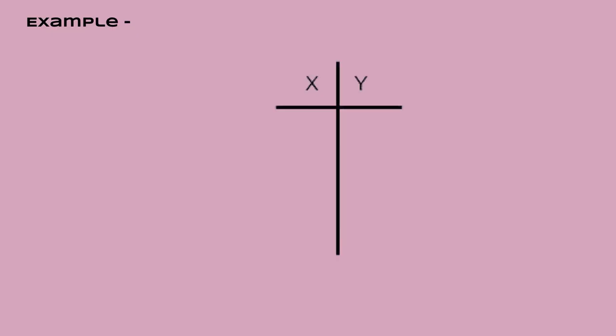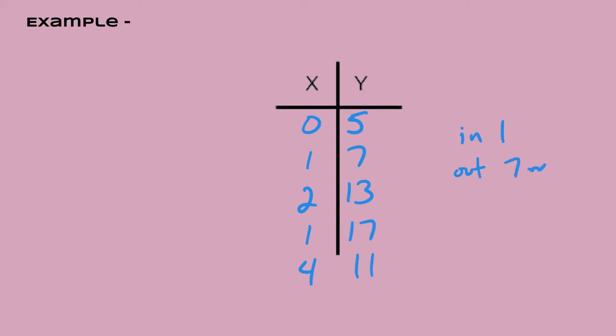So next, let's look at a couple examples of non-examples, things that are not functions. Here you can see I have 5 different pairs of numbers: (0, 5), (1, 7), (2, 13), (1, 17), and (4, 11). Now, most of that looks okay, but if I ask you if the input is 1, would the output be 7 or 17? That's two different answers, therefore this is not a function.